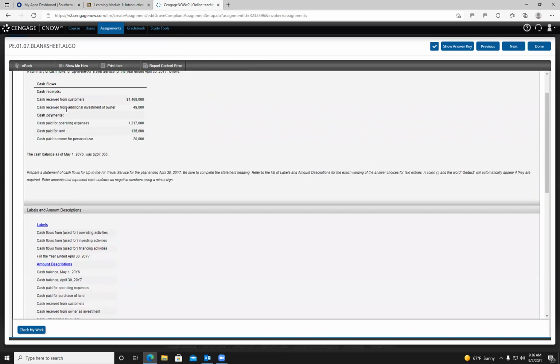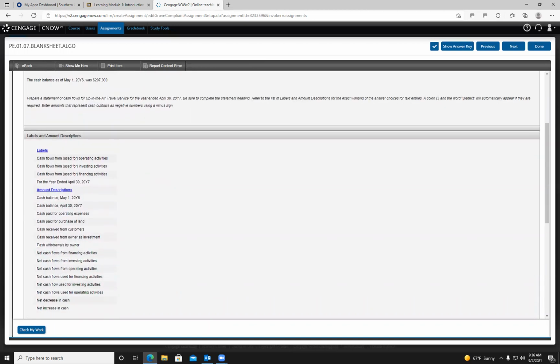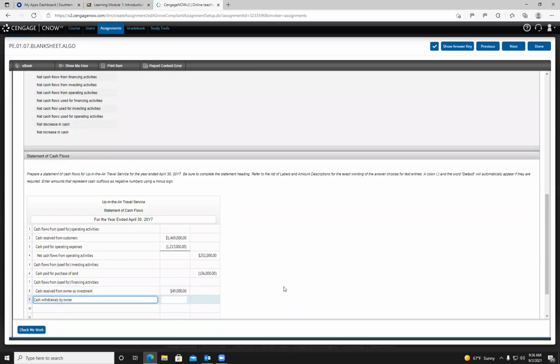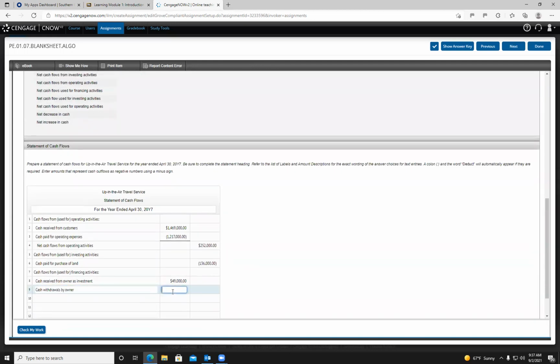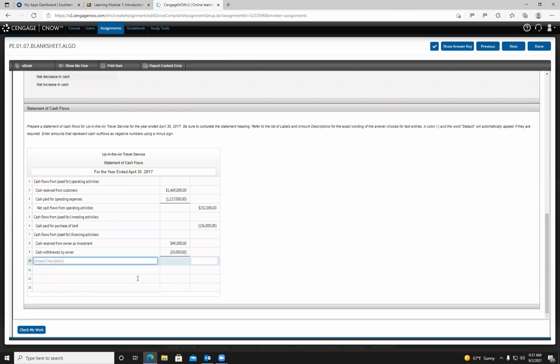We do see up here for cash payments that cash paid to owner for personal use. So cash withdrawals for owner will be the account description. And we'll put that in right here. And they withdrew 20,000. So that'll be a negative. All right, so we want to look at net cash flows from financing activities as the next account description, and we will take the difference between the two, which should be 29,000.